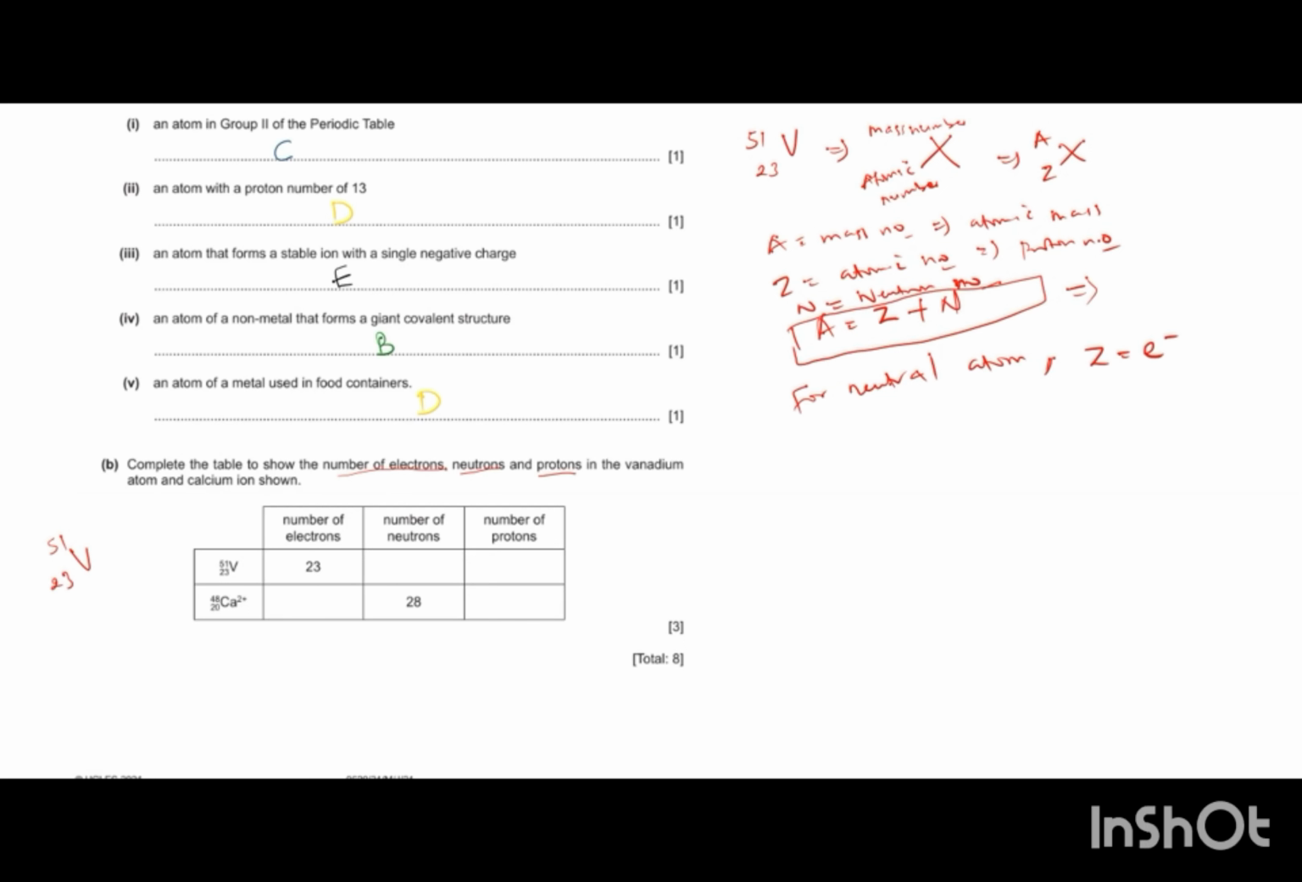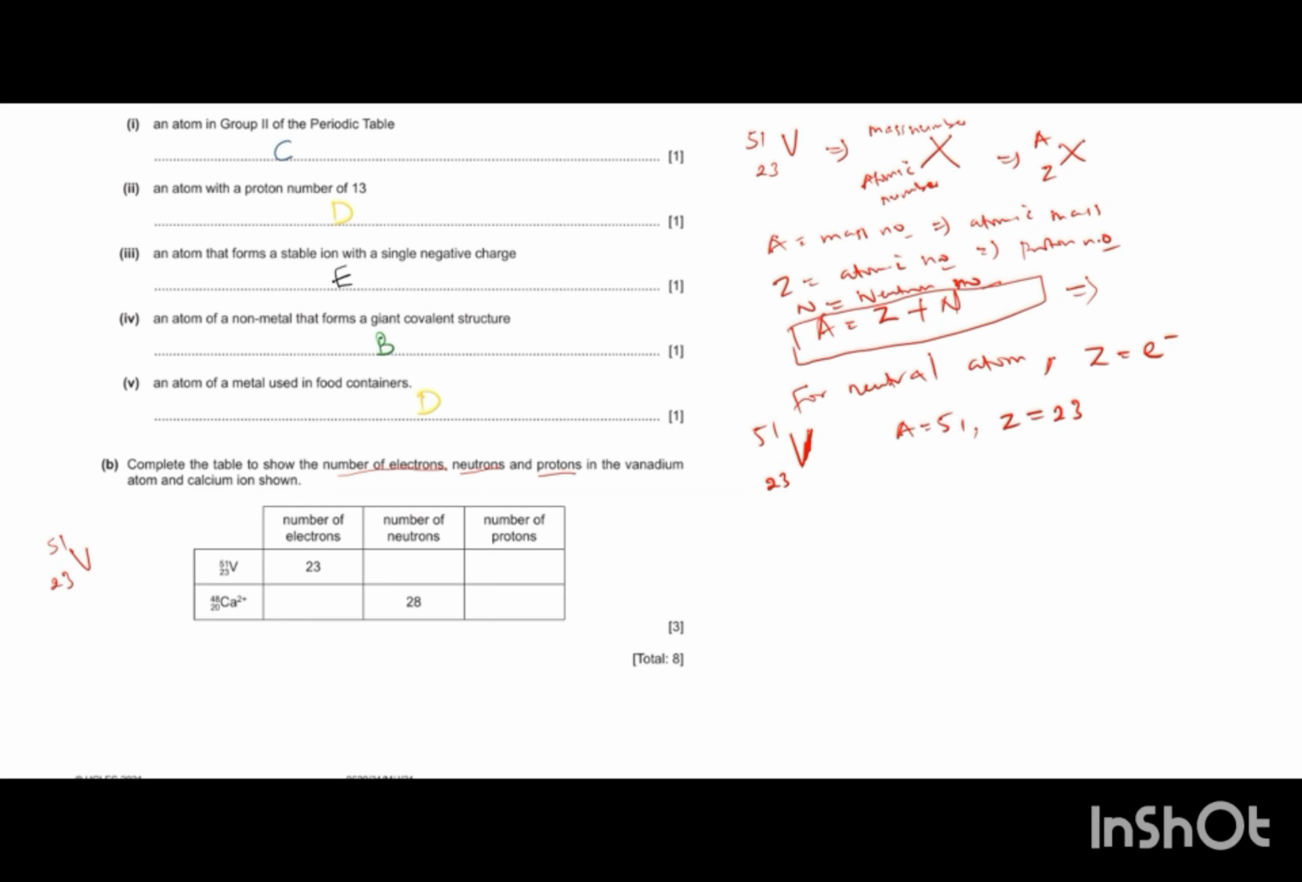So in a situation like this, if they say you should calculate the number of protons, this vanadium is not having a charge. We have vanadium 51 and 23. Mass number 51 and atomic number 23. It does not have a charge here, meaning the A is 51, the Z is 23, and because it is a neutral atom, its electron number is also 23.